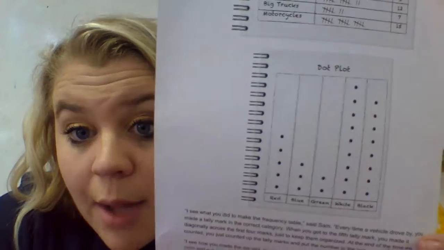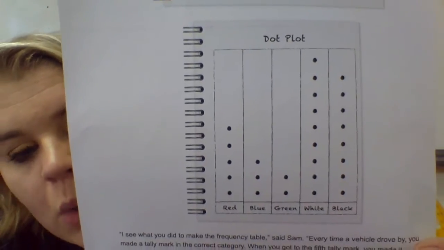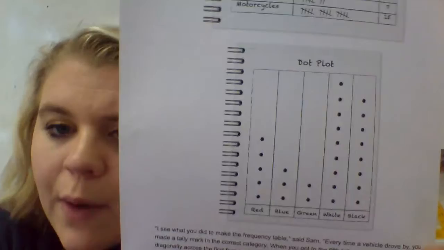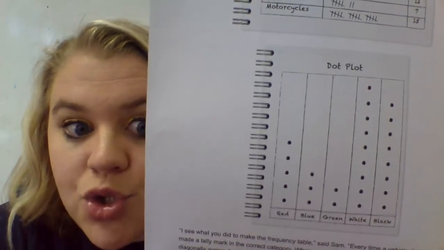Something else that this dot plot helps us do is it helps us very quickly see, what was the most popular color? Well, we can very easily see that it was white, right? Because that's the tallest. What was the least popular color they saw? Well, that was green because it's got the shortest. So not only did it make it really easy for us to count the number of vehicles, it made it easy for us to compare some data points just by looking at it.